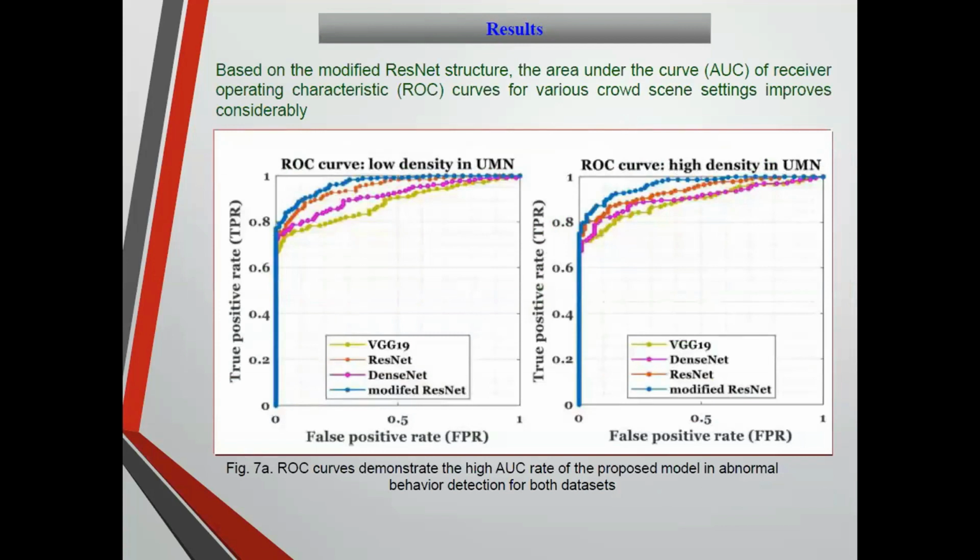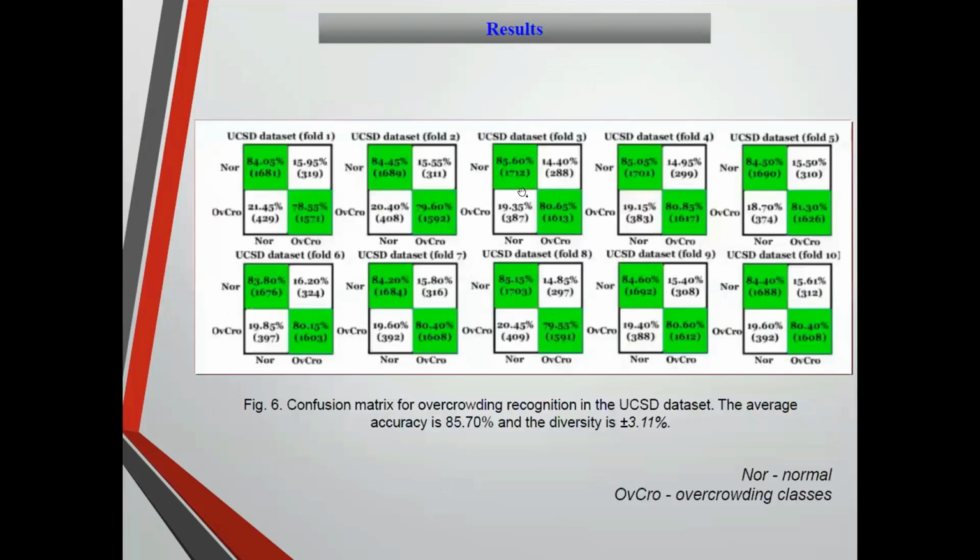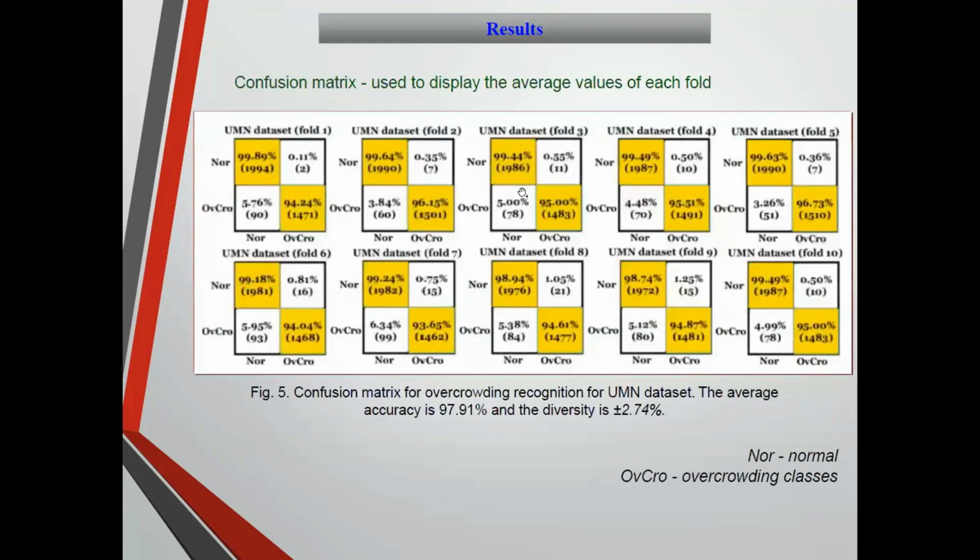Next, the confusion matrix means, in that case, the above figure. Basically, this is the proposed model and its ability to detect overcrowding using the normal and overcrowding classes that we discussed in the last 2 slides. The confusion matrix representation is used to display the average value of this model.